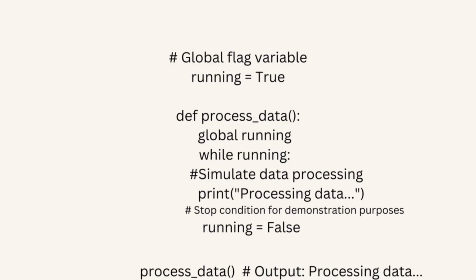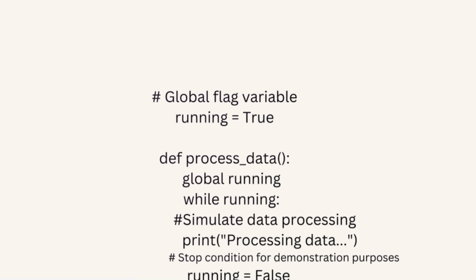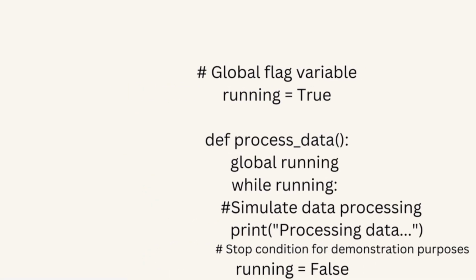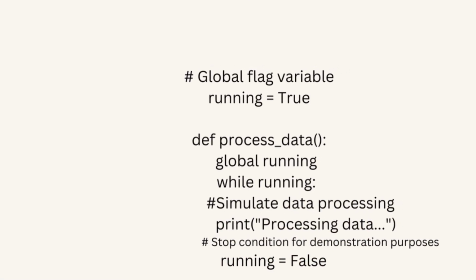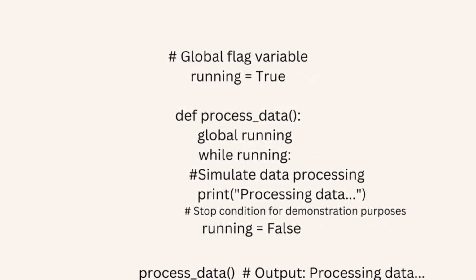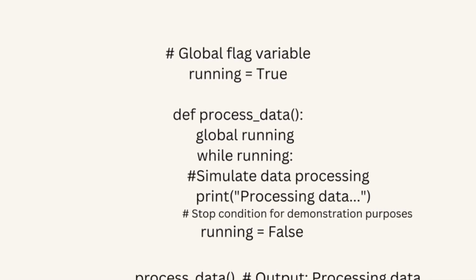Section 5. Controlling program flow with flag variables. Global variables can act as flags to control the behavior of your program. Imagine you're building a program that continuously processes data until stopped by the user. You can use a global flag variable to signal when to stop the processing loop.